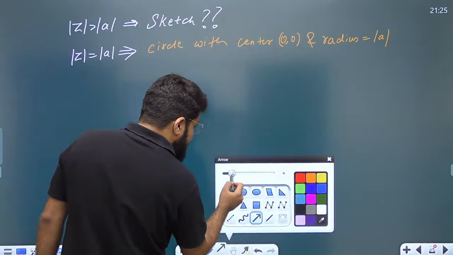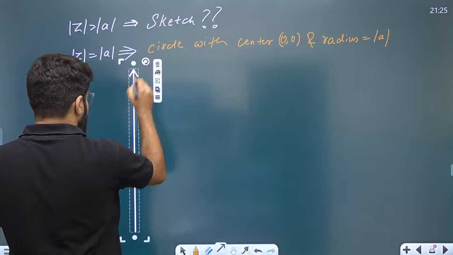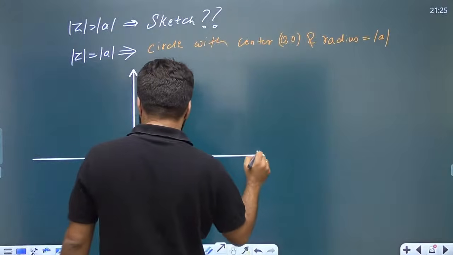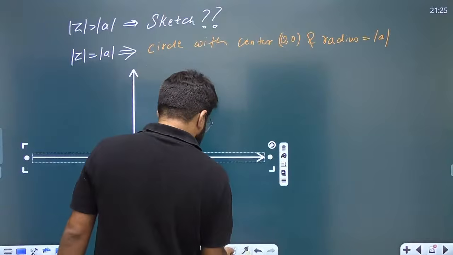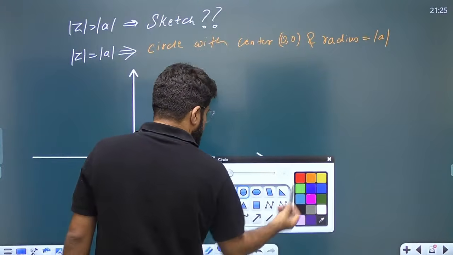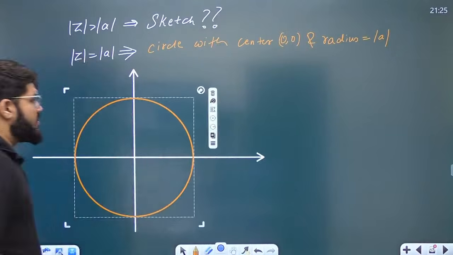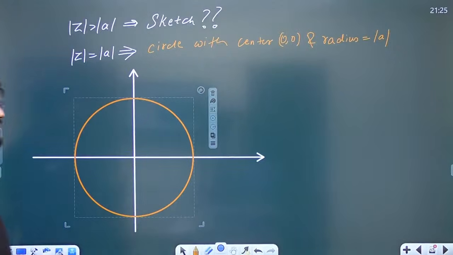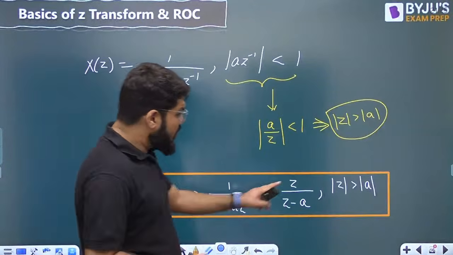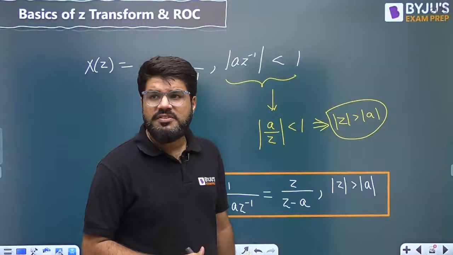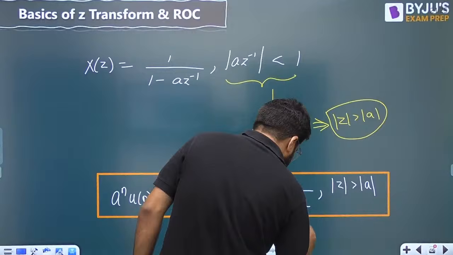So let us first of all have the equation of the circle. Here let me bring you the circle right in front of you. Have a look at this. This is the circle having the radius modulus of z equal to modulus of a. And z upon z minus a, guys, what is the pole of this function? It is a Z transform.